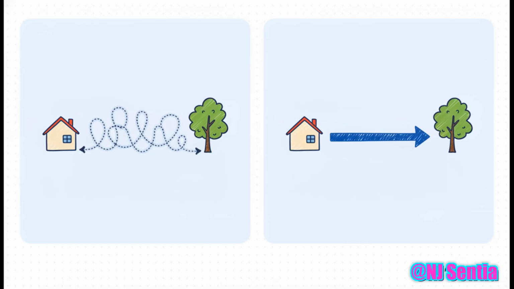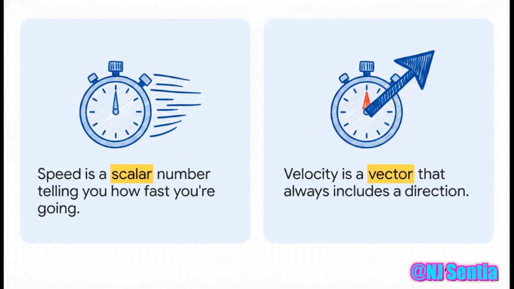Think of it like this. If you take a crazy winding looping path from your house to a tree across the park, your total distance traveled might be huge, but your displacement is just the length of that straight line from start to finish. And that brings us to the next big difference. Just like distance, speed is a scalar quantity. It's really just a number telling you how fast you're going. Velocity, on the other hand, comes from displacement, which means it always has to include a direction. So traveling 50 kilometers per hour purely as a number, that's just speed. But traveling 50 kilometers per hour towards the north, that becomes a full velocity.